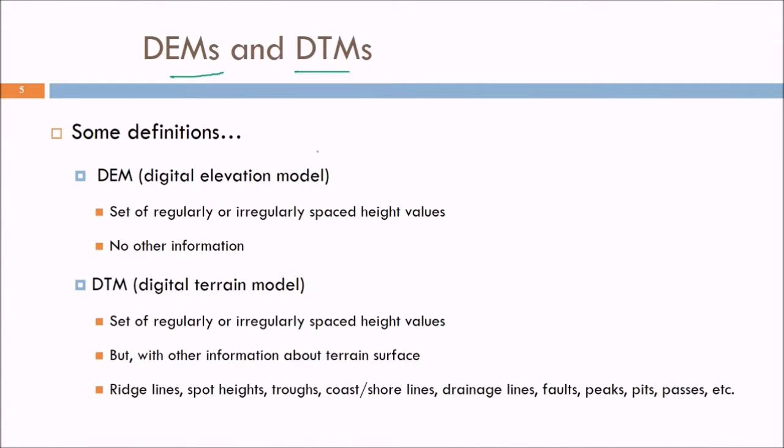Then DEMs and DTMs are sometimes called together because they are synonymous, but there is a certain difference between them. DEM, digital elevation model, is a set of regularly or irregularly spaced height values, and there is no other information. While DTM is again a set of regularly or irregularly spaced height values, but with some other information about the terrain surface also, like the ridge lines, the spot heights, the troughs, the coast or shorelines, the drainage lines, the falls, the peaks, the pits, and the passes, etc.